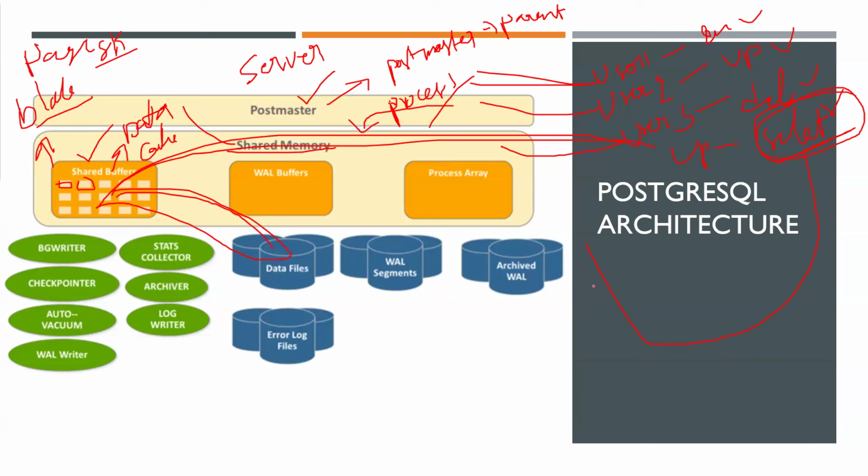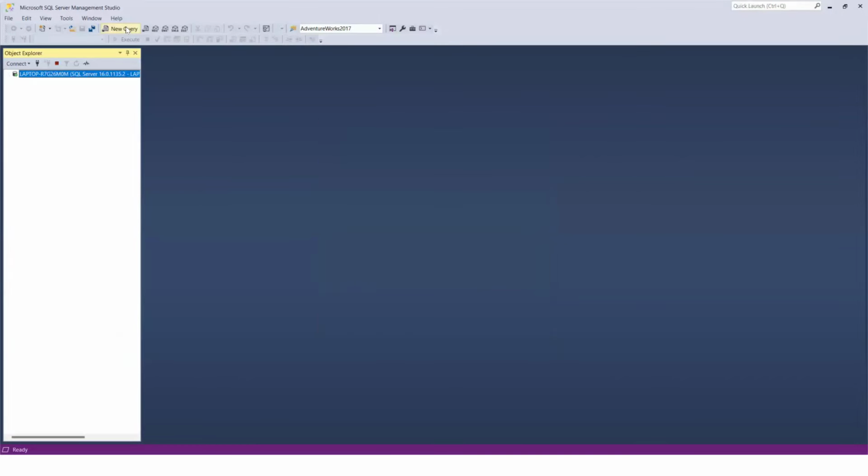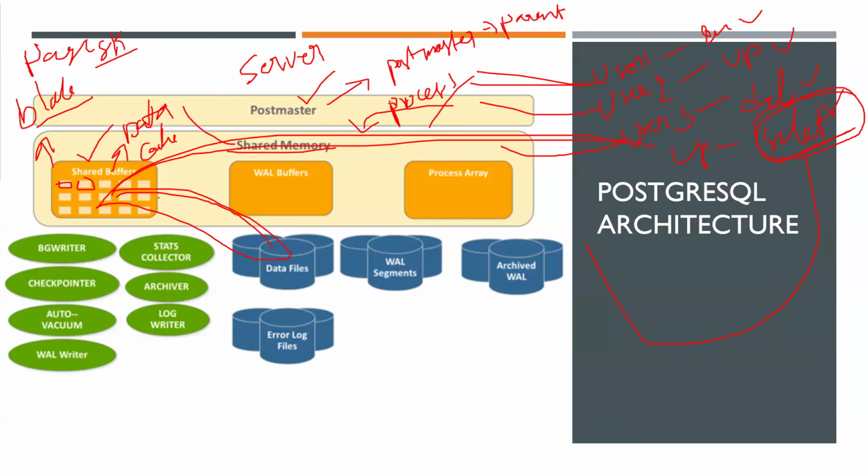So just to add on to the question, is a process in SQL the same as a session? Yes, you are right. A process in SQL Server generates one SPID. Once I establish any connection, it will generate one SPID for me. The same for PostgreSQL, it will generate a process ID.